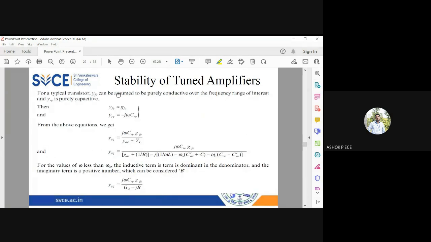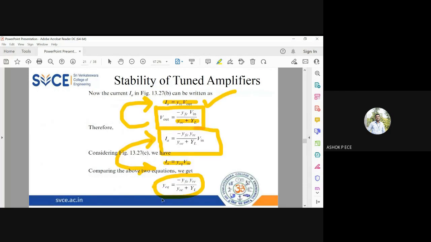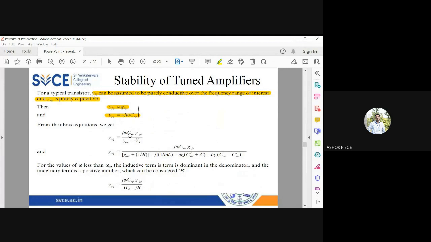For a typical transistor, Y_fe is going to be the forward admittance of your transistor, which is going to be very much constant, and Y_re is purely capacitive. So I can assume Y_fe is going to be g_fe, a real number, and Y_re is going to be capacitive. Impedance is 1 by j omega C, and admittance means the reciprocal of that, so minus j omega into C_re. Substitute that in the expression for Y equivalent. So Y_fe is a real number and Y_re is capacitive. So already a minus is there, here you have the minus sign. So j omega C_re g_fe divided by Y_oe plus Y_L.